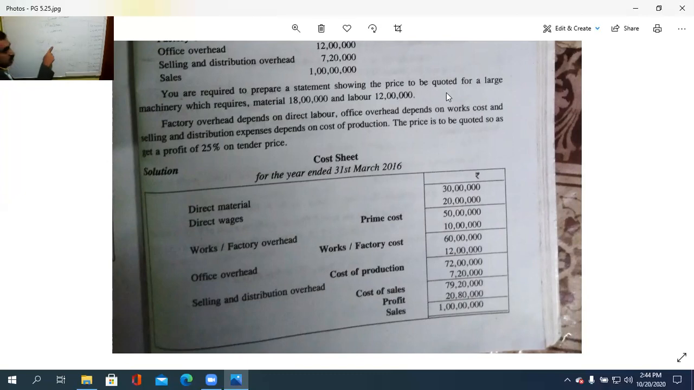So this one is 10 lakh divided by 20 lakh into 100. That is, what is that? In that tender, factory overheads. Then office overhead depends on work cost. So 12 lakh divided by 60 lakh into 100. And also selling and distribution expenses depends on cost of production. So S&D 7,20,000 divided by 72 lakhs into 100.